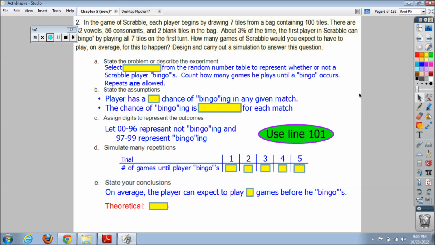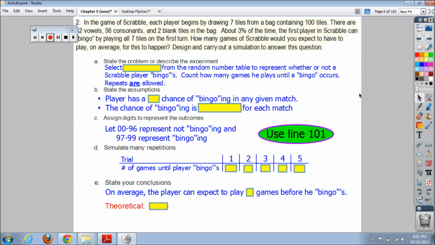Alright, the second example, and I'm going to use line 101 of the random number table, but I'm just going to show you how many trials it took for me to see what I'm going to describe here, because it just takes way too long to run through this.